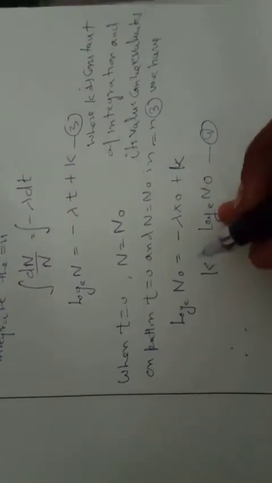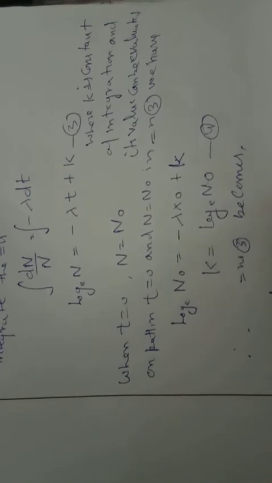So when t is 0, n is equal to n naught. On putting t equal to 0 and n equal to n naught in equation 3, we have log of e n naught is equal to minus lambda into 0 plus k. So k is equal to log of e n naught. Therefore equation 3 becomes log of e n equals minus lambda t plus log of e n naught.